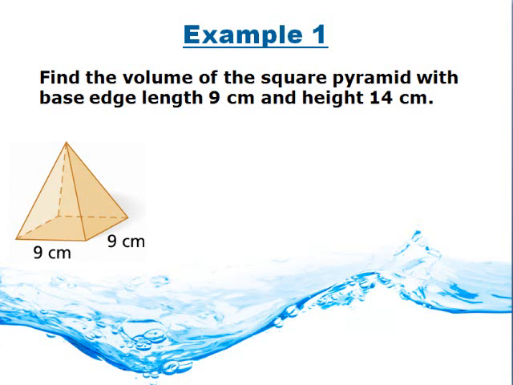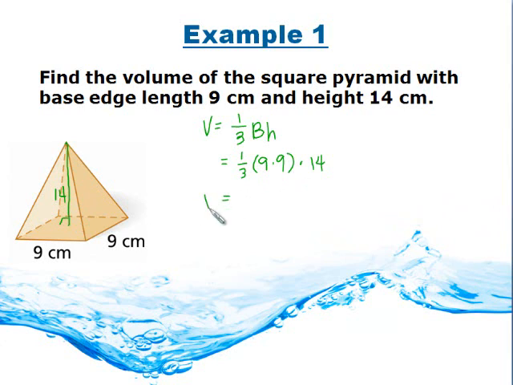Example 1, find the volume of the square pyramid with base edge length 9 centimeters and a height of 14 centimeters. Even though it's not drawn in here, we know that the height, which is always perpendicular, is 14. The equation for the volume of a pyramid is 1/3 times the area of the base times the height. Here our base is a square, so the area is the side squared, 9 times 9 for the area of the base. Then we multiply that times the height of our pyramid, which is 14.